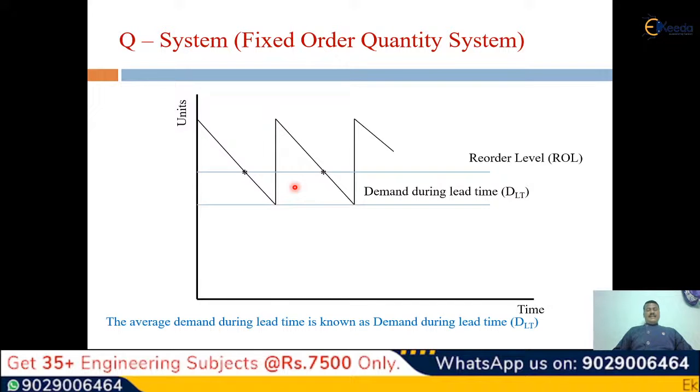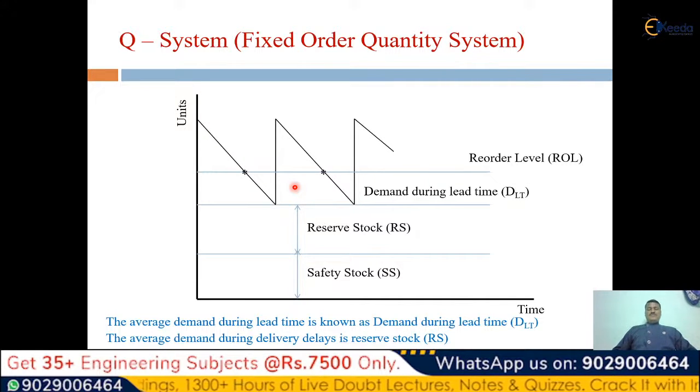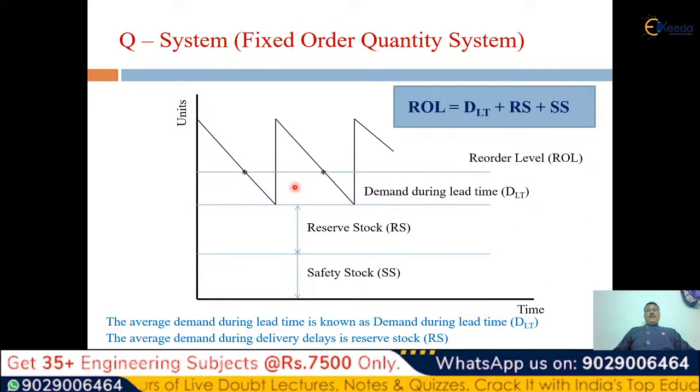And the average demand during the lead time is called the demand during lead time, or DLT. Below which, when we come, it is generally called our reserve stock, which is responsible for the average demand during delivery delays. Whenever there is some emergency, we will take from this reserve stock and give it. And finally, the safety stock will be present, which is the variation in demand during this time. And always this reorder level, or ROL, is given as the demand during the lead time plus reserve stock plus safety stock.